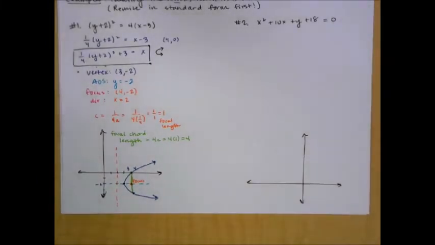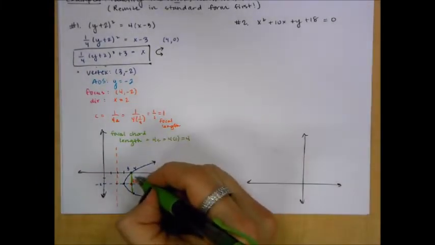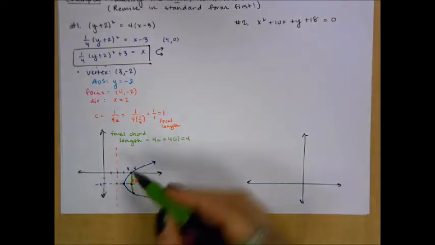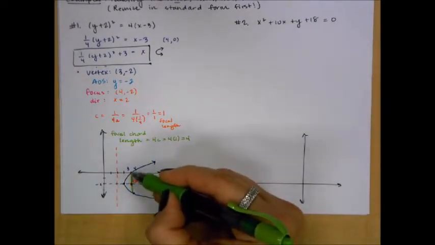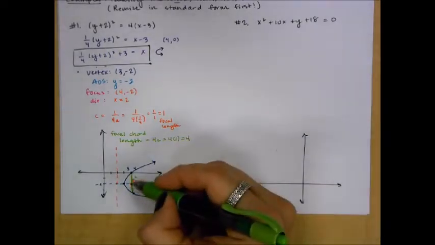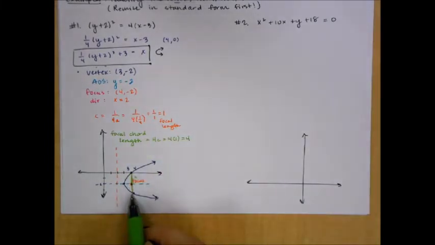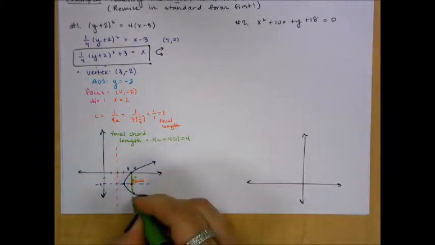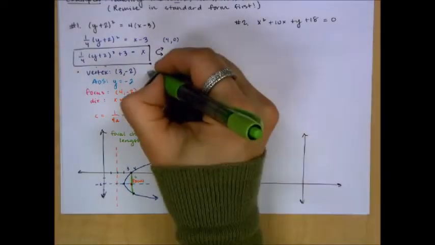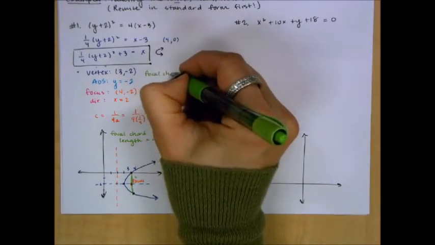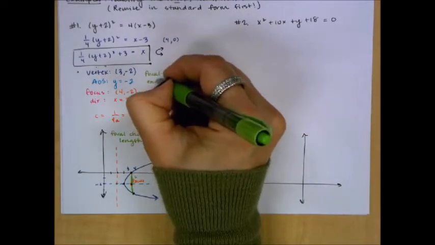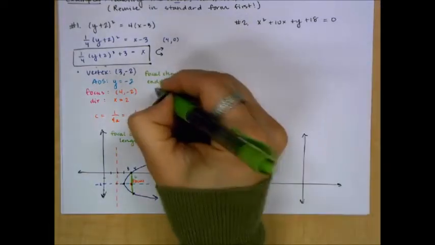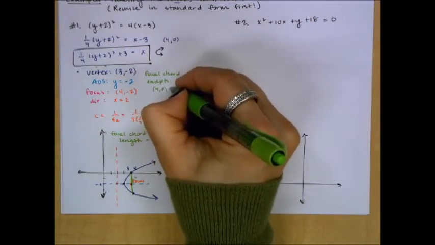Since 2 units up from -2 would take me to 4, 0, and 2 units down from the focus would take me to 4, -4. So I can find the focal chord endpoints at 4, 0 and 4, -4.